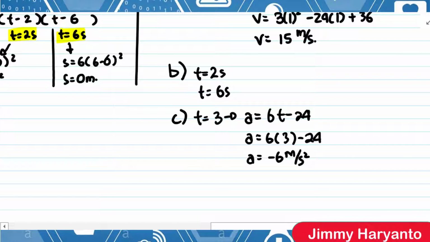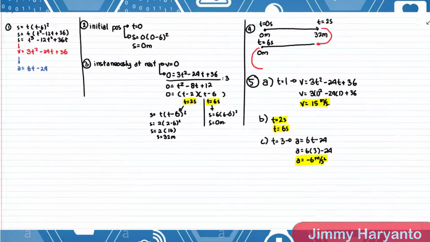Just to note, if the question says only magnitude, you don't have to put the negative sign in front of the number. If the question says find the magnitude, not find the acceleration. If the question didn't say anything about magnitude, that means you have to put the negative sign in front of the value if the value is negative. Okay, that is for number 1.